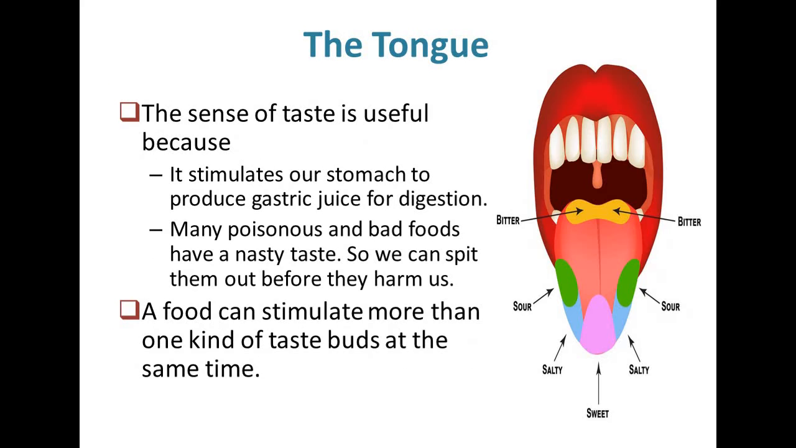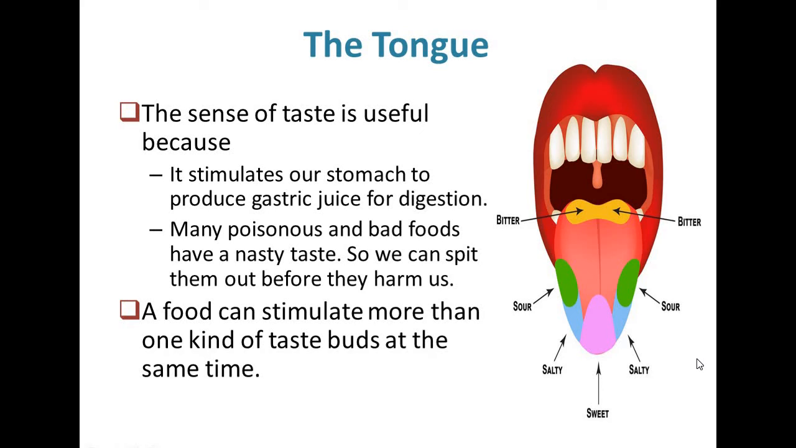Moving on, we can see here a diagram of the tongue and its different places sensitive to different tastes. For example, this portion over here is sensitive to the bitter taste of food. These two portions over here are sensitive to the sour taste of food, and these two portions over here are sensitive to the salty taste of food. And here, this portion is sensitive to the sweet taste of food.